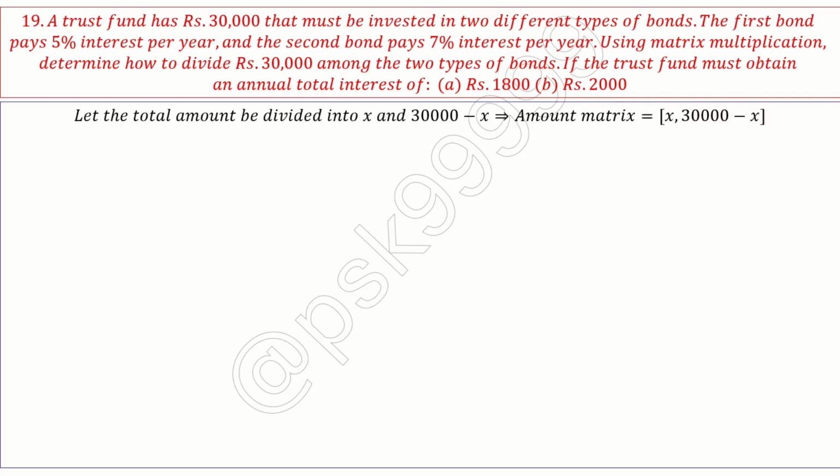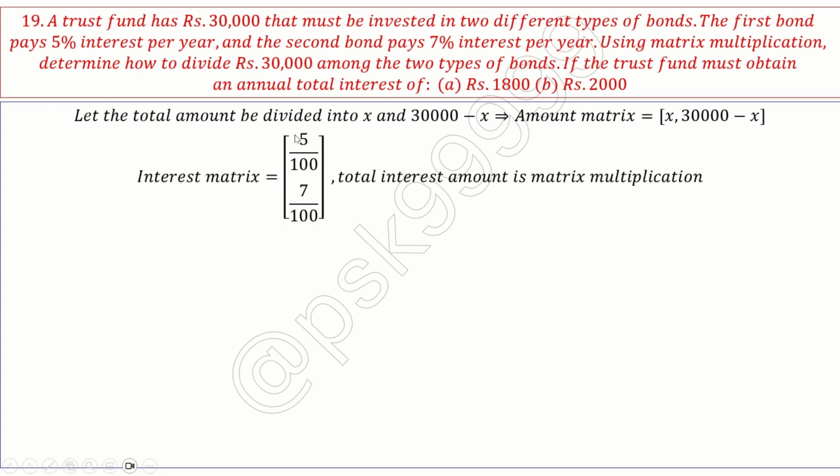First, the total amount is 30,000, so let it be x and 30,000 minus x. So x amount you will invest in the first bond, and 30,000 minus x you will invest in the other bond. So your amount matrix is x comma 30,000 minus x. Now your interest matrix is 5 by 100, 5% and 7%. This is your interest matrix.